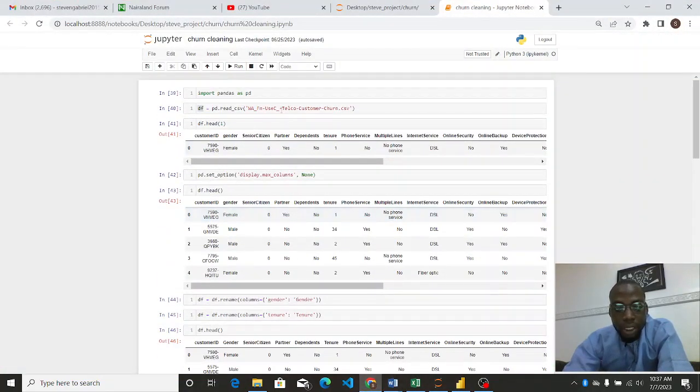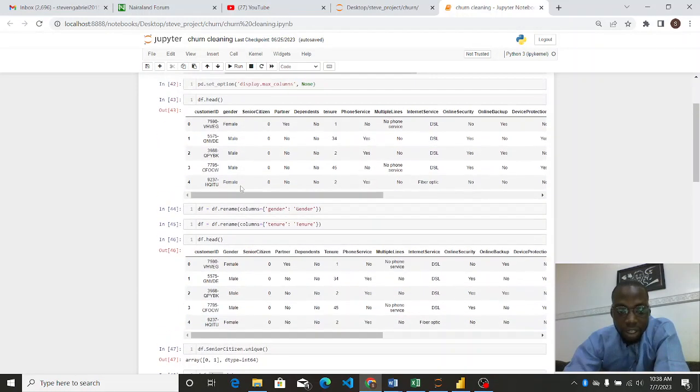Firstly, I imported the data into pandas and put it in a data frame. Then I was able to check it here. I expanded the columns by setting the option, and I renamed some columns, because the columns are supposed to start with a capital letter. So I changed gender and tenure, leaving only this one because the main ID contains capitals.